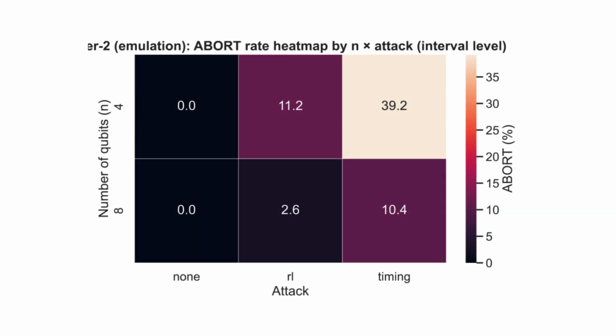In our Tier 2 abort heat map, this heat map shows abort rate across qubit size and attack type. Benign runs stay at 0 aborts, which means no false positives. Attacks trigger rising aborts, about 10% for light timing attacks and almost 40% in the strongest cases. This confirms NADGO acts only when it should and escalates proportionately with attack strength.